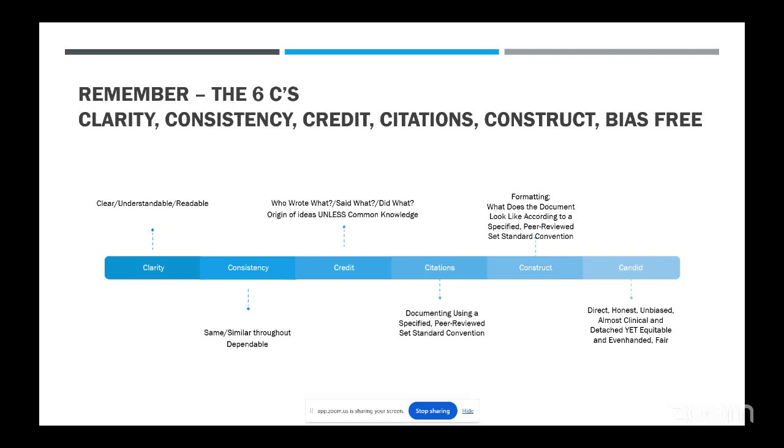The next one is construct or construction, and that is basically formatting. Remember how I told you about the look and feel of the document? So, what does the document look like according to a specified peer reviewed set standard convention. And again, those same group of people, they get together, and based on the times, they decide what should that document look like. And I will say that with APA, not much has changed per se in the look and feel. However, I will say that I can think of, since I've been using and learning about APA.